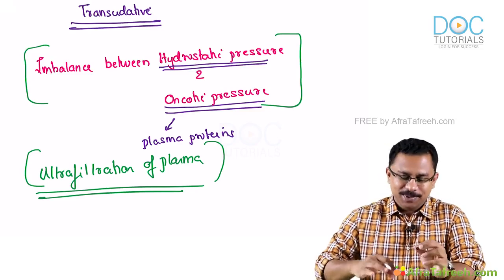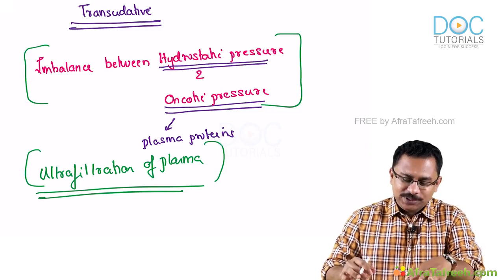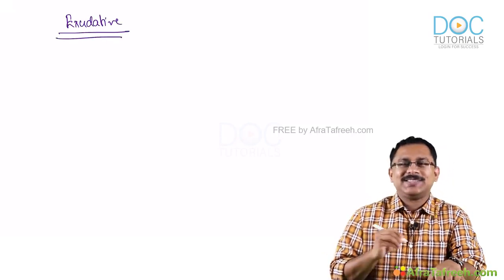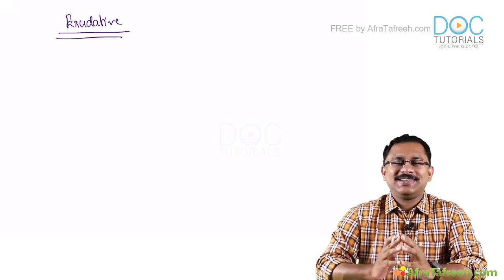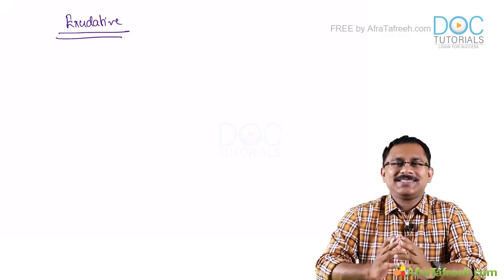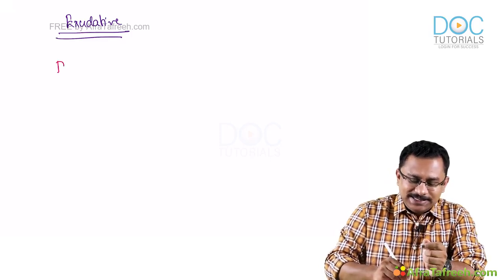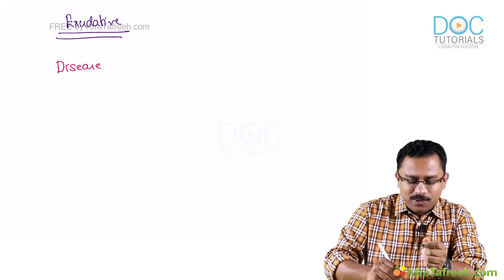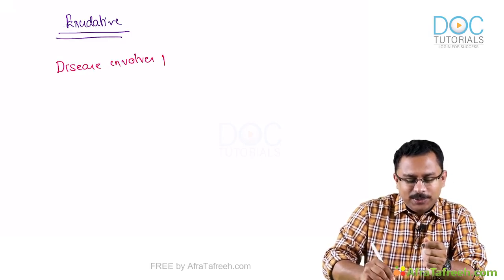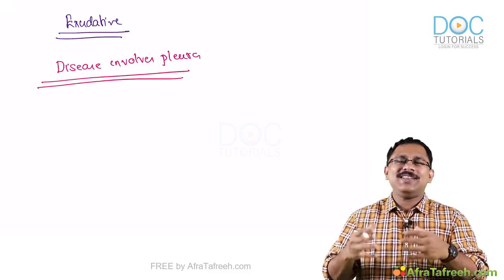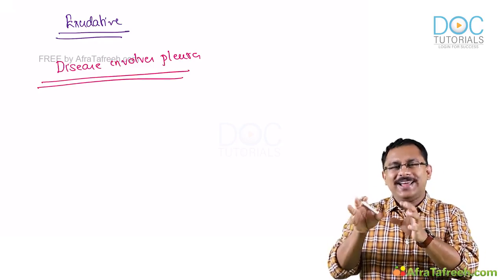Very clear, very simple. Now the next type of effusion that we are going to see is your exudative effusion, your exudative pleural effusion. Now what is this exudative pleural effusion? Exudative pleural effusion means this occurs because there is often a disease of the pleura. So there is some disease that is involving the pleura. In case of your exudative effusion, the disease either directly or indirectly is involving the pleura as well. That is, it is a localized problem.